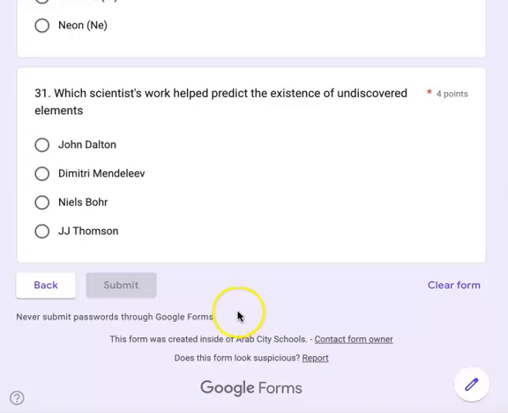31. Which scientist's work helped predict the existence of undiscovered elements? John Dalton, Dmitri Mendeleev, Niels Bohr, J.J. Thomson. Then click Submit.